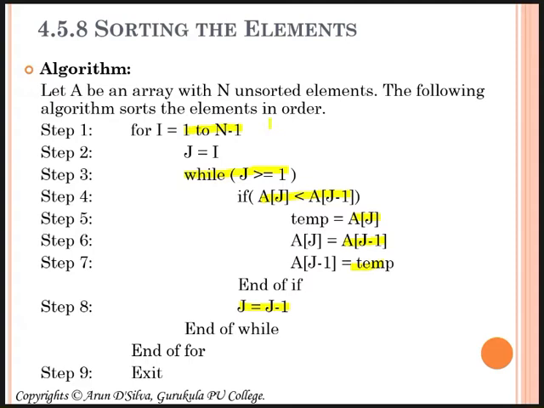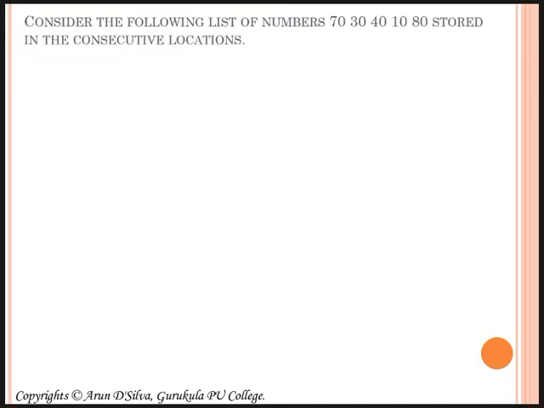With this, the elements of the array will be in sorted order, either ascending or descending. This algorithm gives ascending order. If you want descending, you just change the less than symbol to a greater than, and automatically the elements will be in descending order. I'll explain with an example, which makes it more clear.